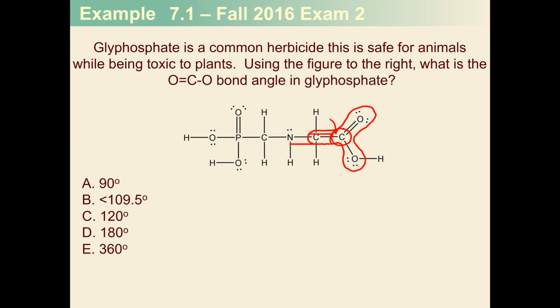So now we have 3 attachments. 3 attachments means what molecular geometry? This is going to be the trigonal planar molecular geometry. So now, what is the bond angle for the trigonal planar molecular geometry? Well, this is having 3 attachments. This is going to be 120 degrees.